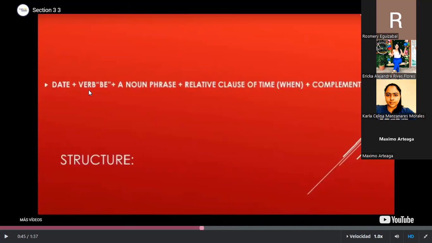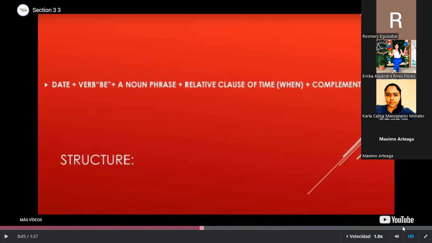A partir de ahí nosotros podemos incluir ya la cláusula relativa de tiempo. Como hablamos de tiempo, utilizamos el when, que es para conectar una oración con la otra. Y indicamos el complemento de esa oración, que es lo que se conoce como oración dependiente, ¿sí? Porque es la que utiliza la información complementaria.